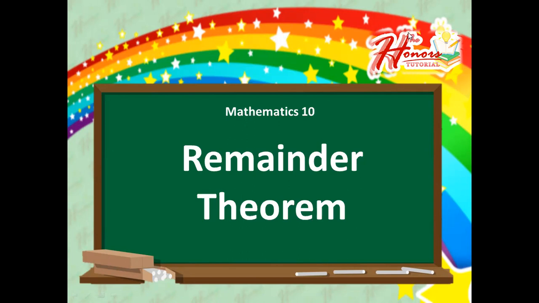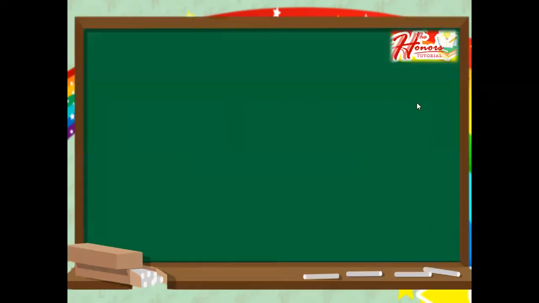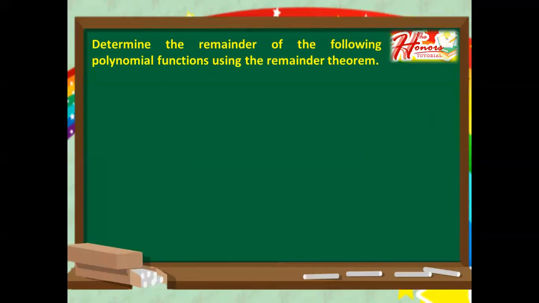Our topic for today is the remainder theorem for Mathematics 10. We have here our instruction. Determine the remainder of the following polynomial functions using the remainder theorem. Example number 1, we have x cubed plus 5x squared minus 8x plus 7 divided by x minus 1. So this will be our solution.